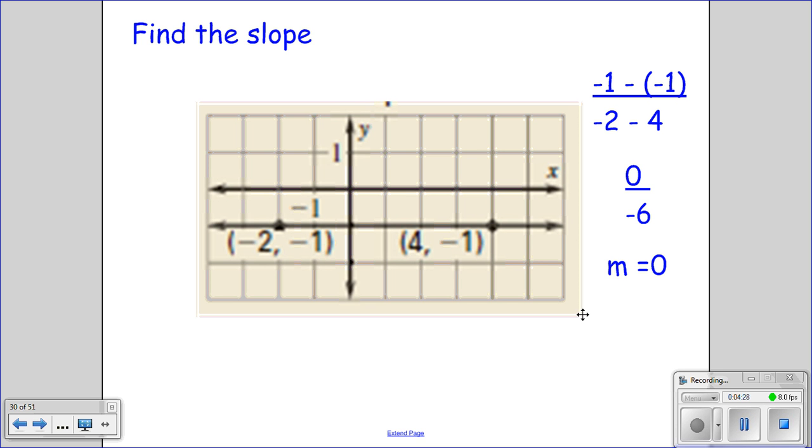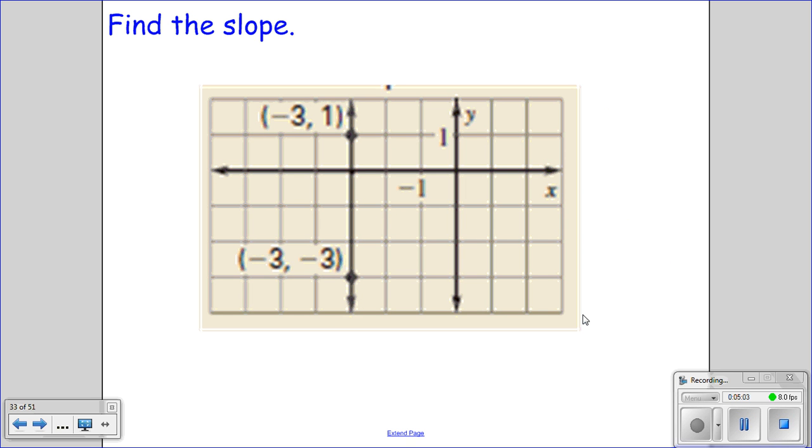0 divided by any non-zero number is always equal to 0. So when we have a horizontal line, we're going to have a slope of 0. If we look at it in terms of the rise over the run, there is no rise. That's why our numerator is 0. The run is 6 or negative 6, depending on which direction you're going. And so 0 divided by 6, 0 divided by negative 6 is still equal to 0. Horizontal lines have a slope of 0.